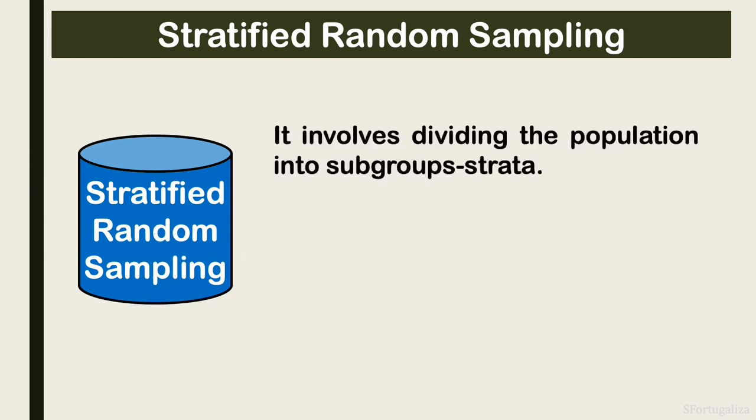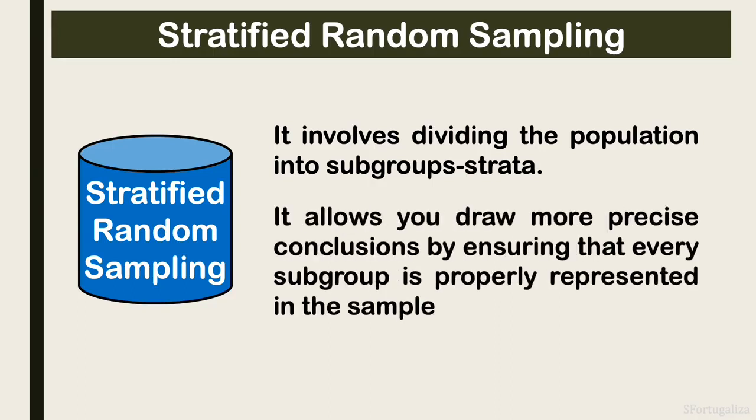Stratified random sampling. Stratified random sampling involves dividing the population into subgroups called strata. It allows you to draw more precise conclusions by ensuring that every subgroup is properly represented in the sample.